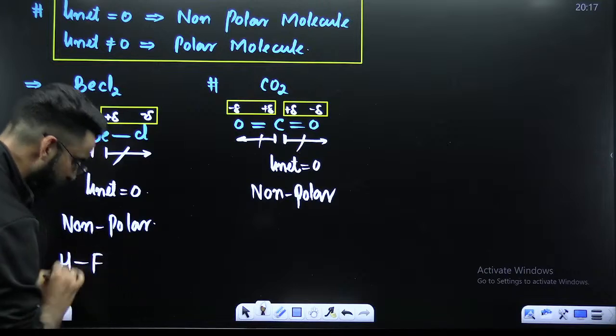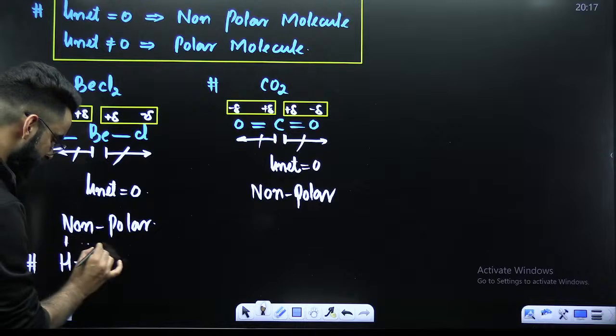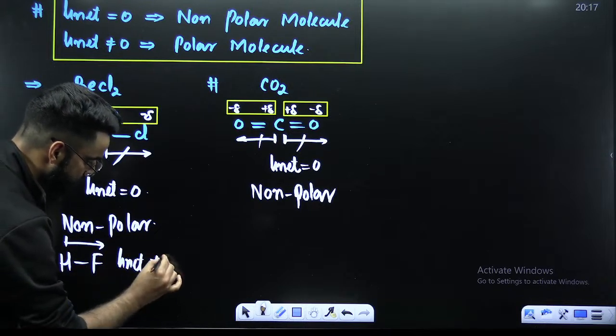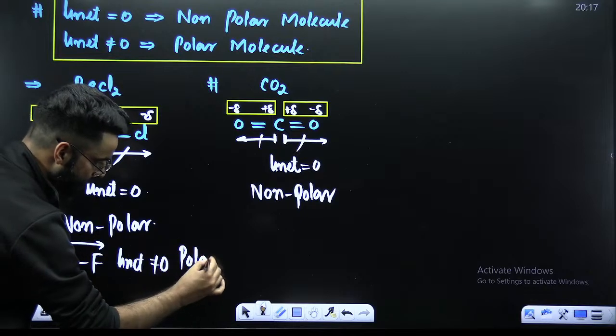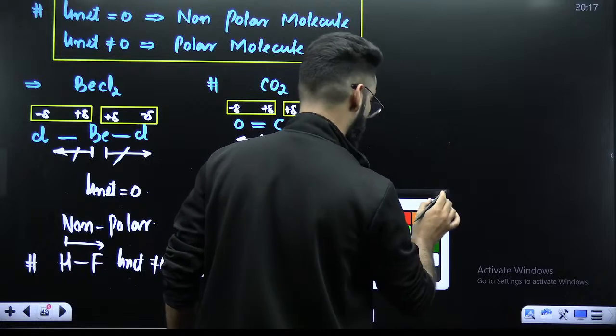HF. Is it polar or non-polar? Delta negative, delta positive. This direction. So its net dipole moment is non-zero. So it's a polar molecule. Now, my dear students, right now I'm going to give you a set of molecules.